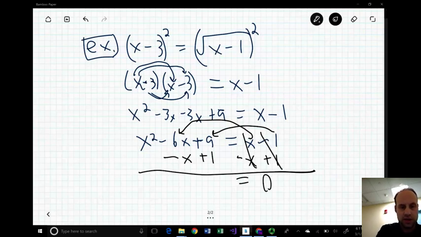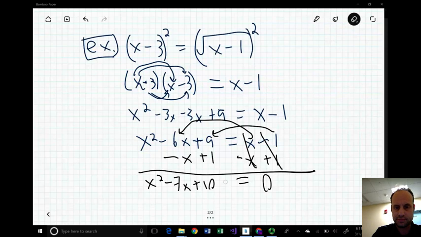So right here, what are we left with? We have x squared minus 6. Oh, I'm sorry, my fault. I almost made a mistake. Sorry about that. So negative 6x minus x is, of course, minus 7x. And then 9 plus 1 is, of course, plus 10, equals a good old-fashioned 0. So that still equals 0.